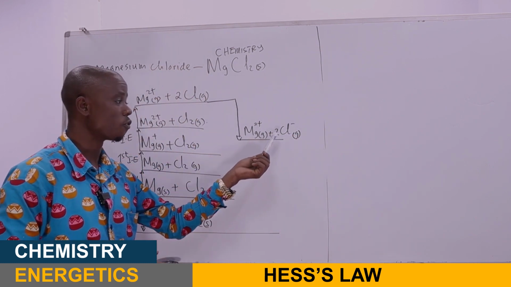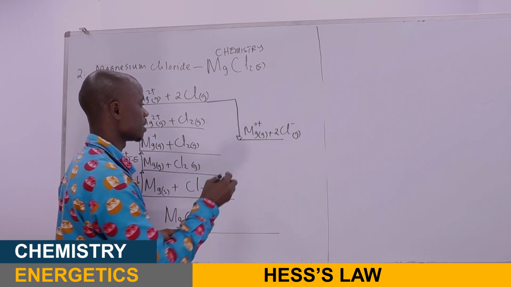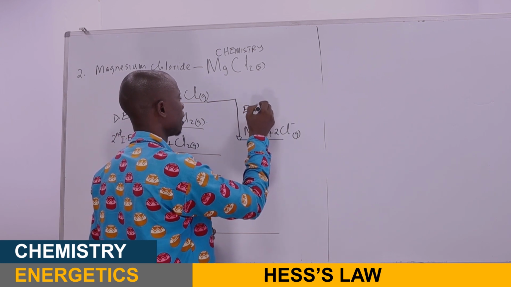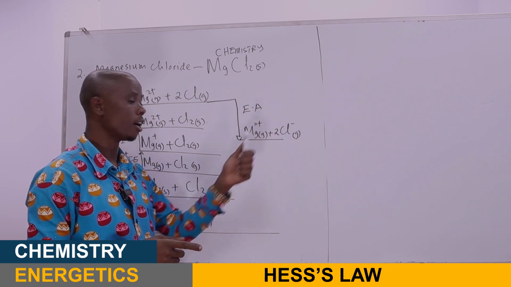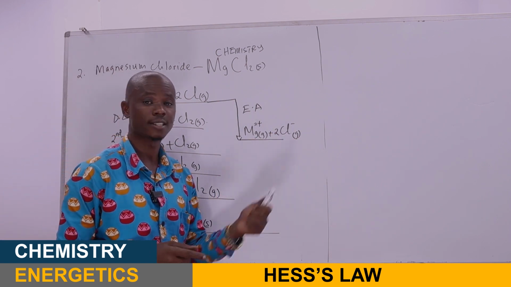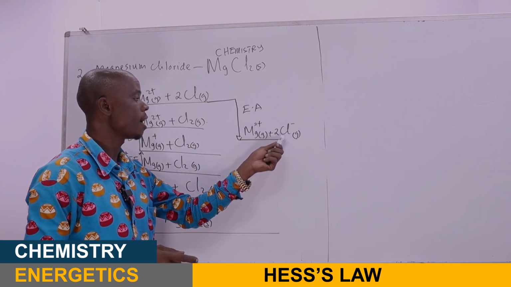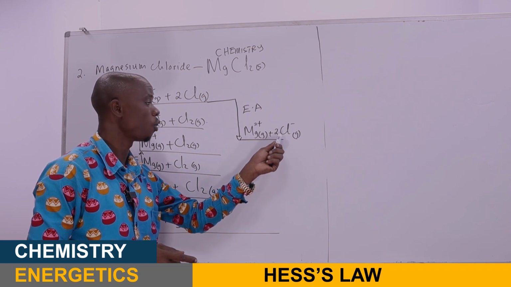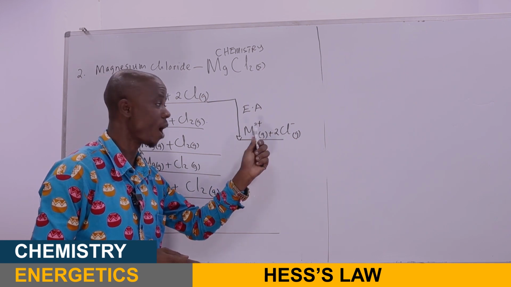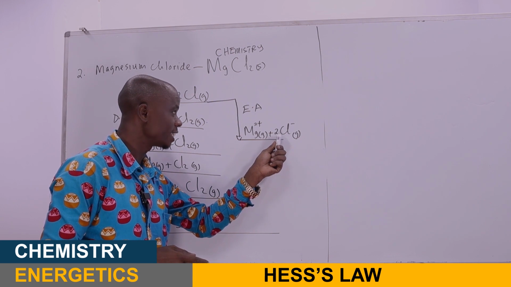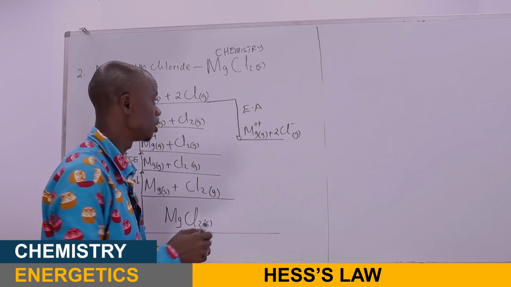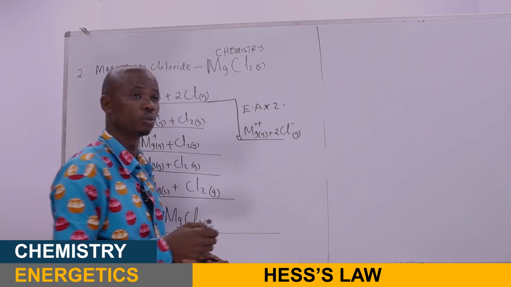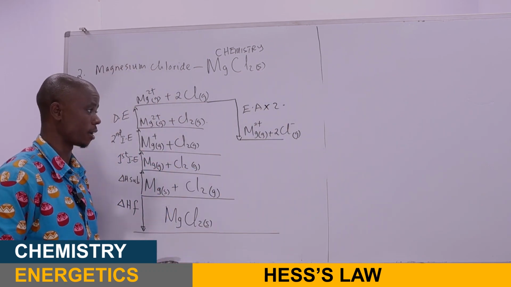Now, this process of gaining an electron is electron affinity. Electron affinity is the energy released when 1 mole of a gas gains an electron. Now, here remember, there are 2 moles of chloride ions, not 1. If you forget to multiply with this number here, you're going to get wrong results. So you multiply by 2. It is important for you to know that one.